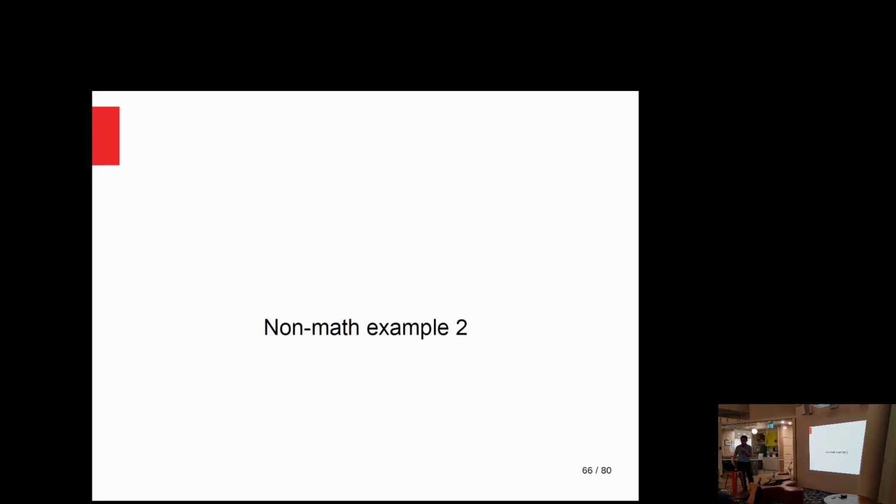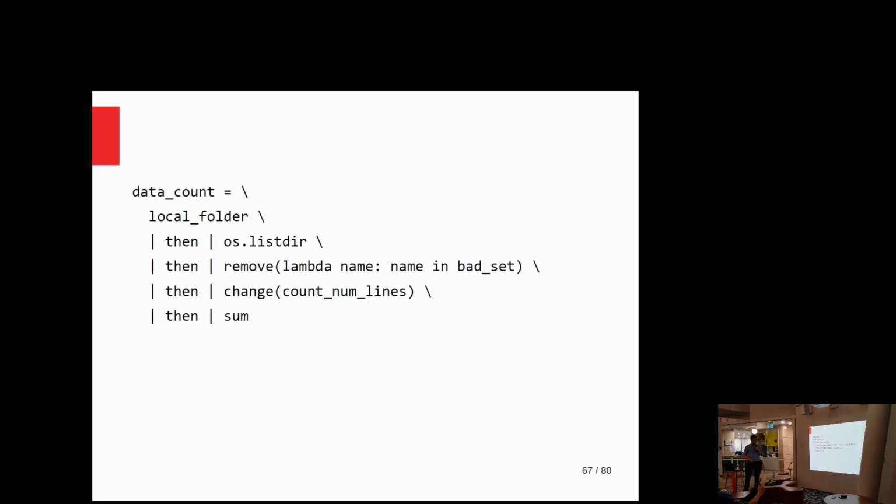Maybe let's try another non-mathematics example. So over here, in step 1, I have a local folder in my computer. I list out the content of that folder. Maybe I do some data cleaning. There are some corrupted files in that folder that I do not want, so I remove them. And for all the remaining good files, I count how many lines are there in those files, and I add them up, I sum. This would be valid code using the then notation as well.